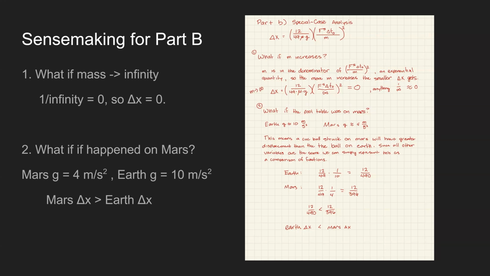Second, we have what if the pool table was on Mars? We know that Earth's gravity is equal to 10 meters per second squared, and Mars is about 4 meters per second squared. This means that a cue ball struck on Mars will have greater displacement than the ball on Earth. Since all other variables are the same, we can simply represent this as a comparison of fractions, where we get Earth is 12 over 490, and Mars is 12 over 396. And so clearly we can see that Mars is a greater fraction, and so Mars will have more change in position than Earth would, which makes sense.